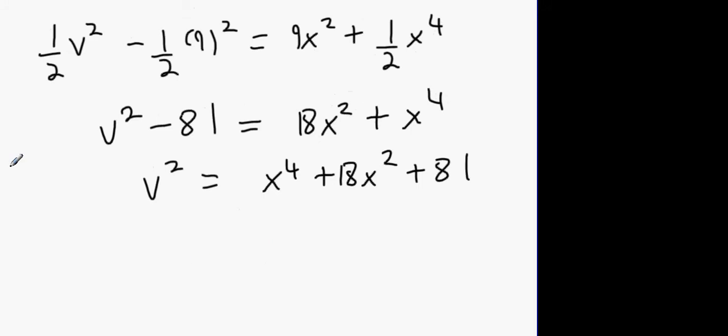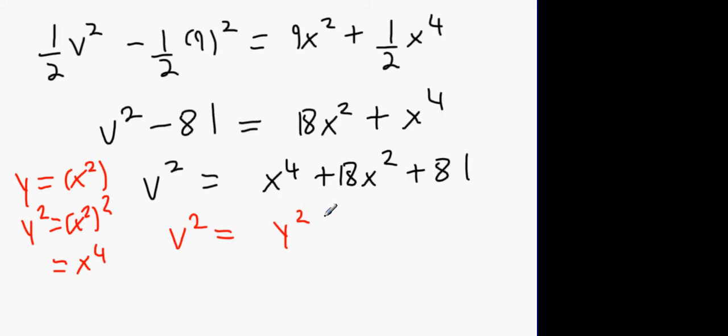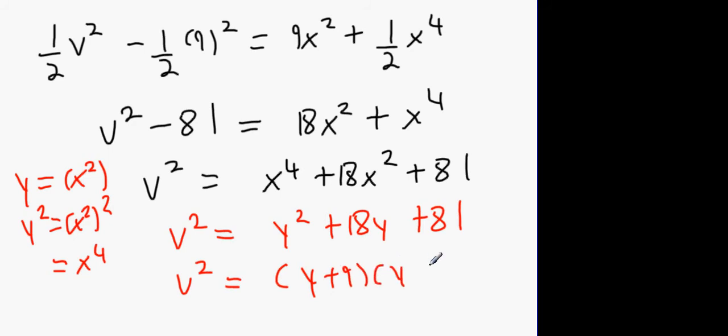Now, here I could say I know this is a perfect square, but if you don't see it, what you could say is let y be equal to x squared. Therefore, y squared is x squared squared, which is x to the 4. I'm using this y value just to show you how to factorize this. v squared is therefore equal to y squared plus 18y plus 81, which is (y + 9)(y + 9). But we know it's not y, it's x squared, so we change it back into x squared. Just in case you didn't see the factorizing, this is a teaching method. It's the same thing as factorizing y squared plus 18y plus 81.